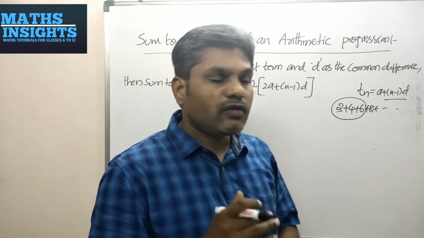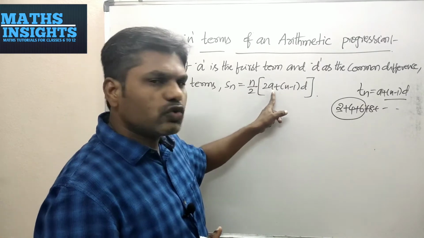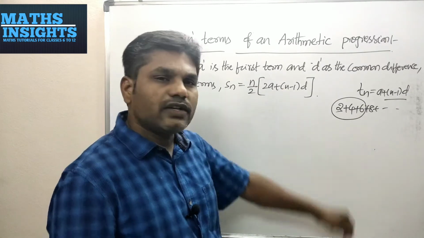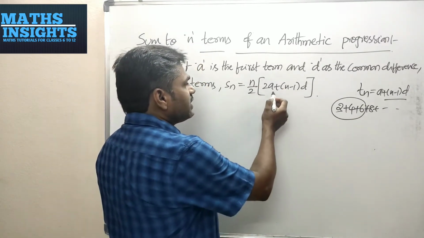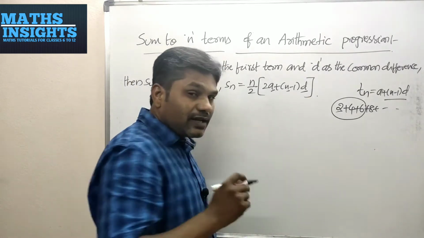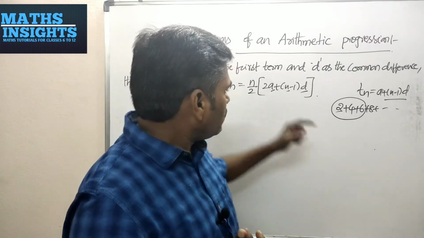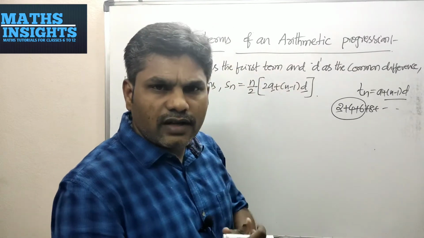So you have a formula, that is Sn equals n by 2 into (2a plus n minus 1 into d), where a is the first term, d is the common difference, and n is the number of terms for which you are going to find the sum. The question is how this formula is arrived at.